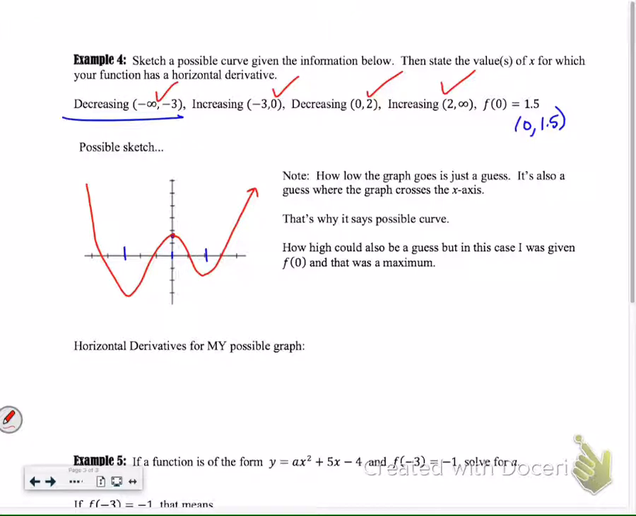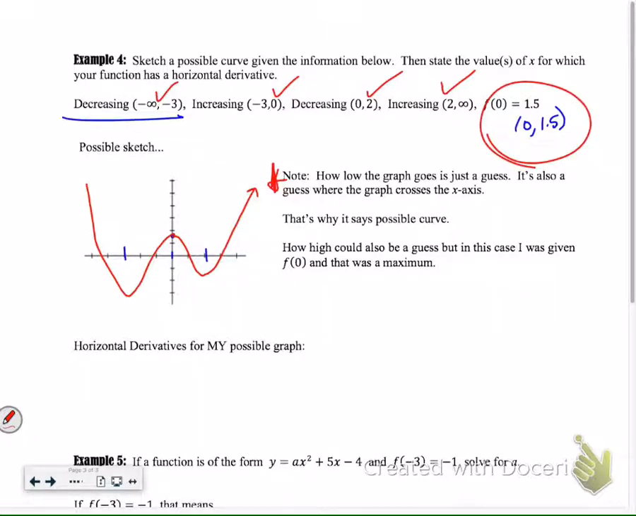Okay. So again, how low the graph goes is just a guess. Yours might go lower than mine. Yours might go higher than mine. It's also a guess where it's crossing the x-axis. If you look at my notes that are on the website, the graph looks different than this one does. It doesn't tell me where it's going to cross. That's why it says a possible curve. If they hadn't told me again that this point was on the graph, I could have made my graph go higher, but they did.